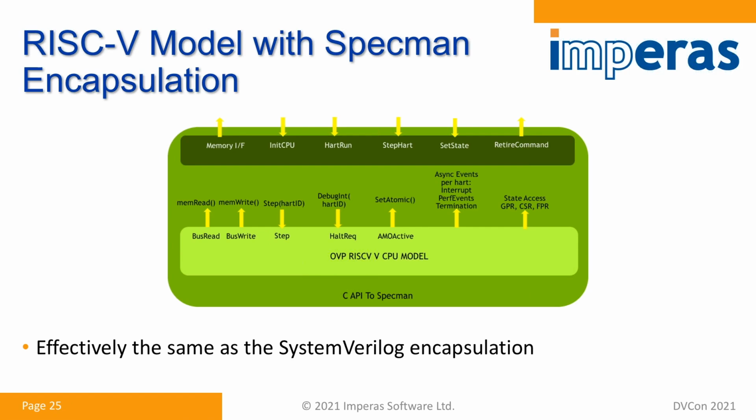The encapsulation of the RISC-V reference model within Specman looks very similar to the encapsulation in SystemVerilog. Here, the C API to Specman was used. So this is effectively the same. It's providing a way to introspect the state of the RISC-V reference model dynamically.